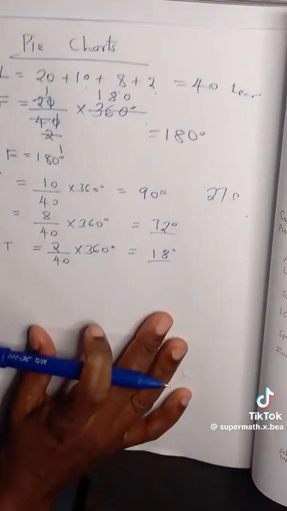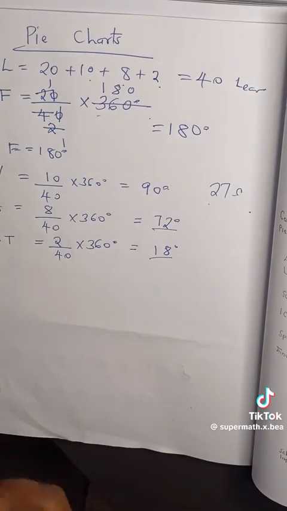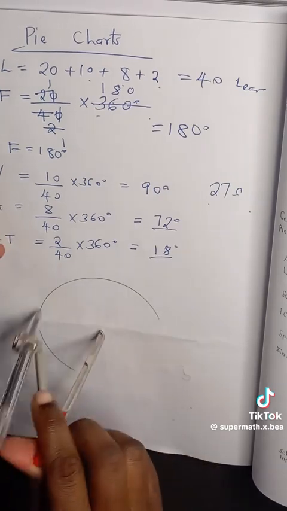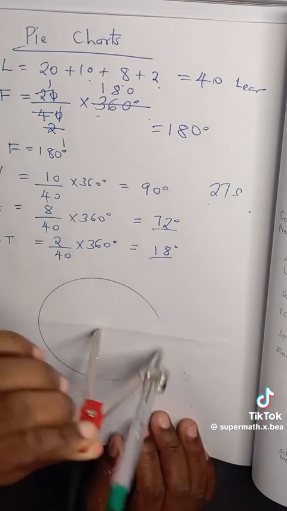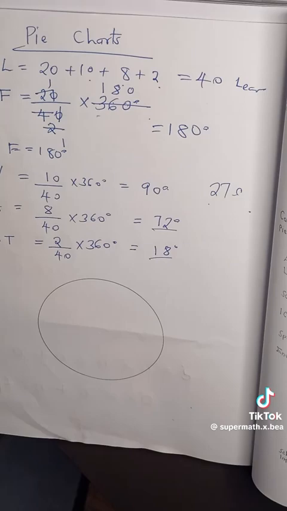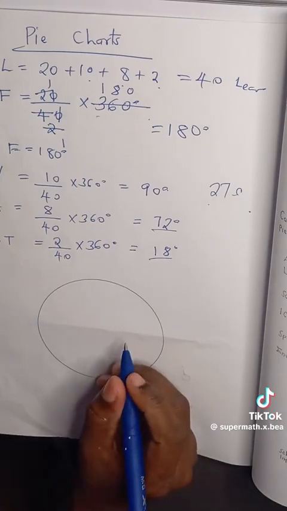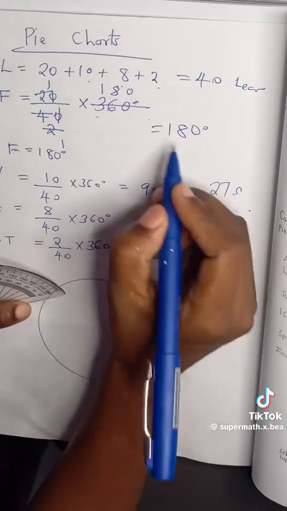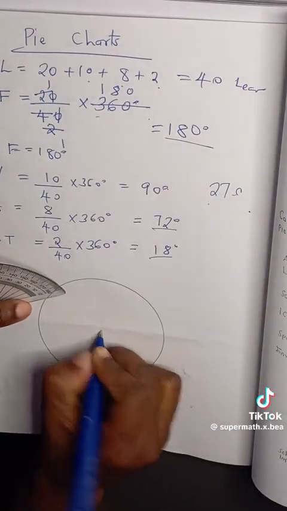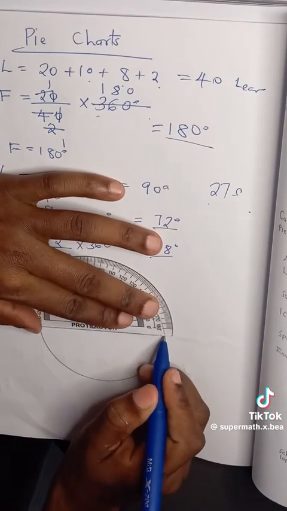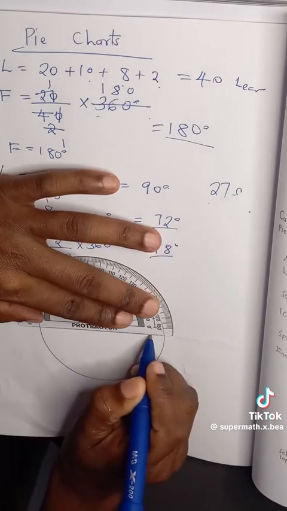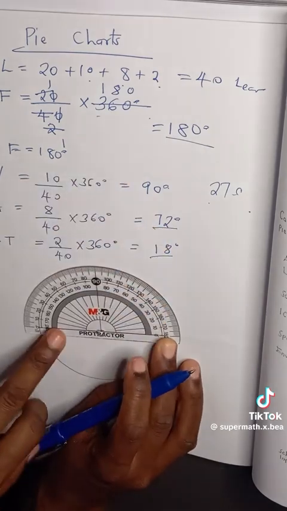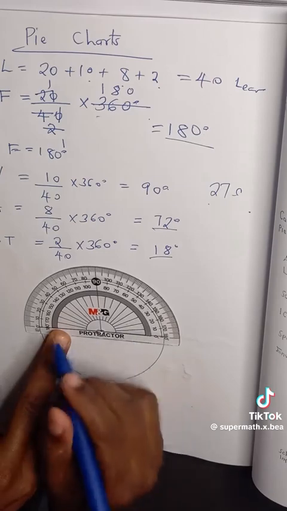Now we go straight to constructing the pie chart using these angles. First, we draw the circle. Now that is the circle. Then we proceed to constructing the angles. The first angle is 180 degrees. This is the center of the circle, and 180 degrees is a straight line passing through the center. You can measure if you want, but that is the right thing to do. This is 180 degrees from zero here to 180 degrees.